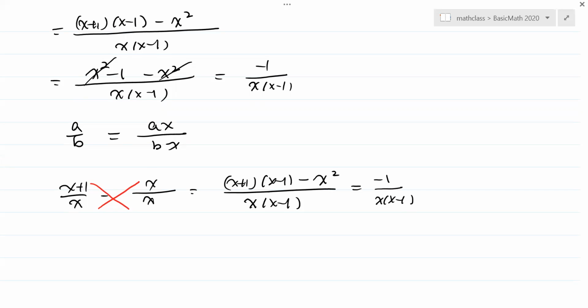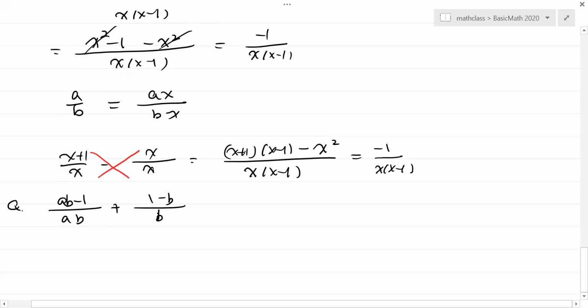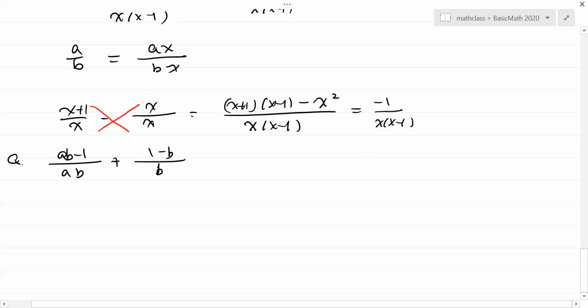Right, so let's try another one. Okay, so a minus 1 over ab. Yeah, I'm going to put ab here. Plus, okay, 1 minus b over b. Okay, so let's try this. I'm waiting for you to give me an answer, okay?